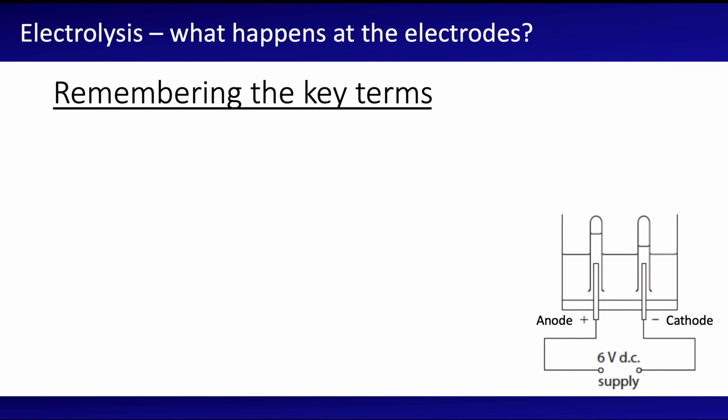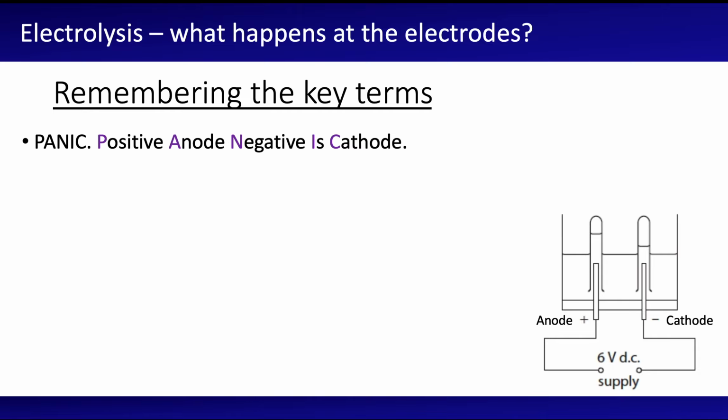Remembering the key terms, there's quite a few of these in this topic, and it's understandable that a lot of students find this quite tricky. A few little ways of remembering some of these key terms. PANIC: positive anode, negative is cathode. So when we look at the electrolytic cell, we can see we use two conducting rods, often made of the likes of graphite, and based on their connections to the power supply, might be a battery, might be a power pack, we have a positively charged electrode called the anode and a negatively charged electrode called the cathode. And that's a little way of remembering their names.